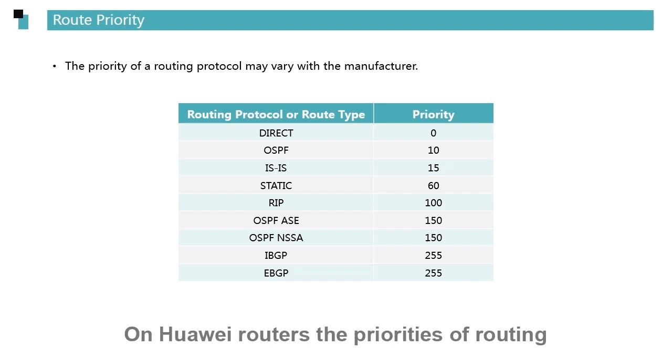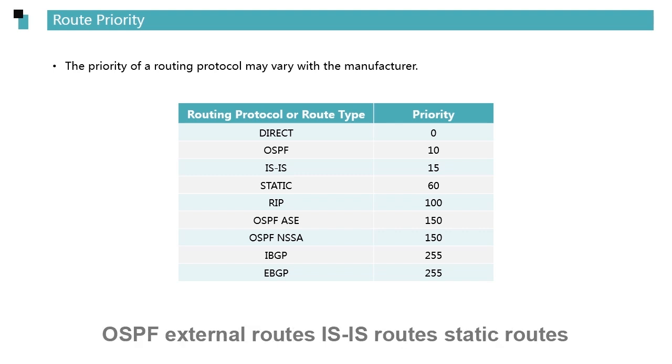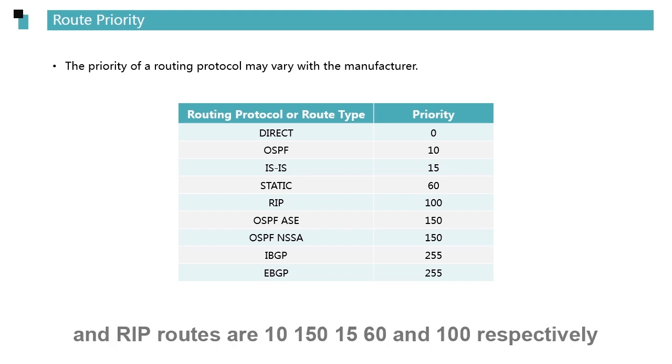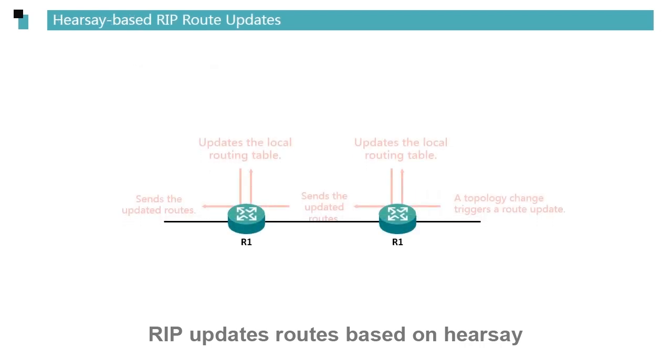On Huawei routers, the priorities of routing protocols are listed in this table. Direct routes have the highest priority, with the value being 0. The priorities of OSPF internal routes, OSPF external routes, IS-IS routes, static routes, and RIP routes are 10, 150, 15, 60, and 100, respectively. RIP updates routes based on hearsay.